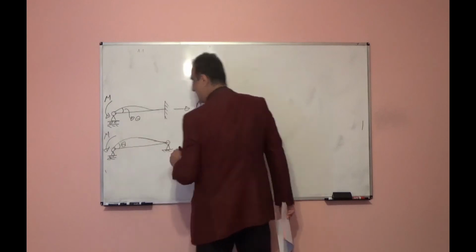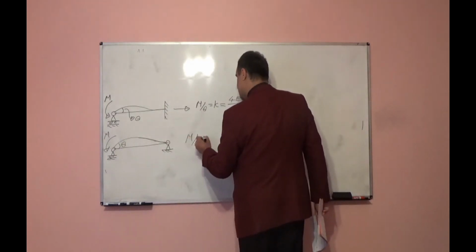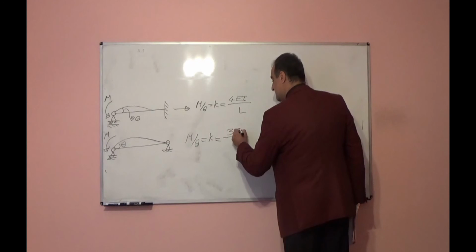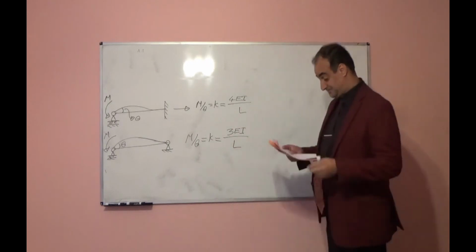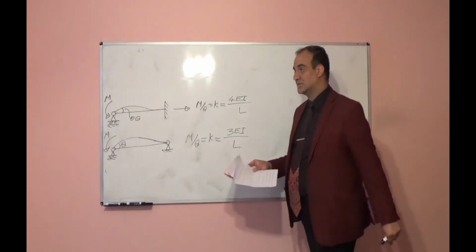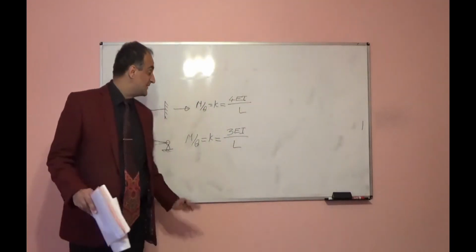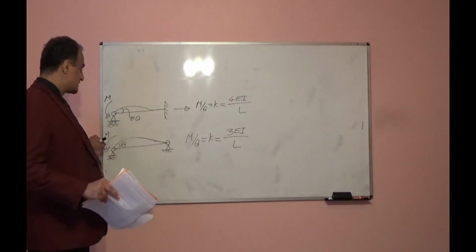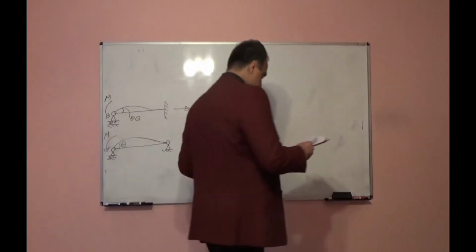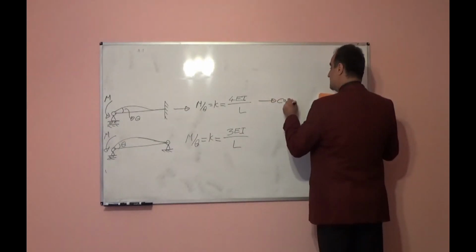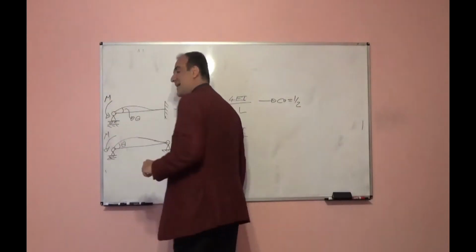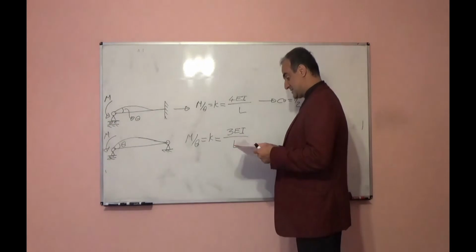This will be theta. Here M over theta is equal to rotational stiffness. It will be equal to 3EI over L. Now we know what the rotational stiffness is if the far end is fixed, and what the rotational stiffness is if the far end is hinged. And the carryover factor here was 1/2. It means if I apply M here, half will transfer to the fixed support.